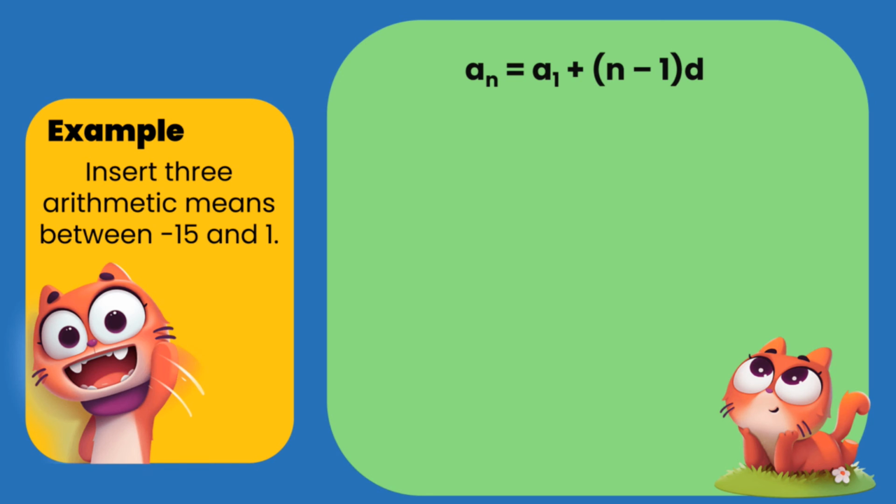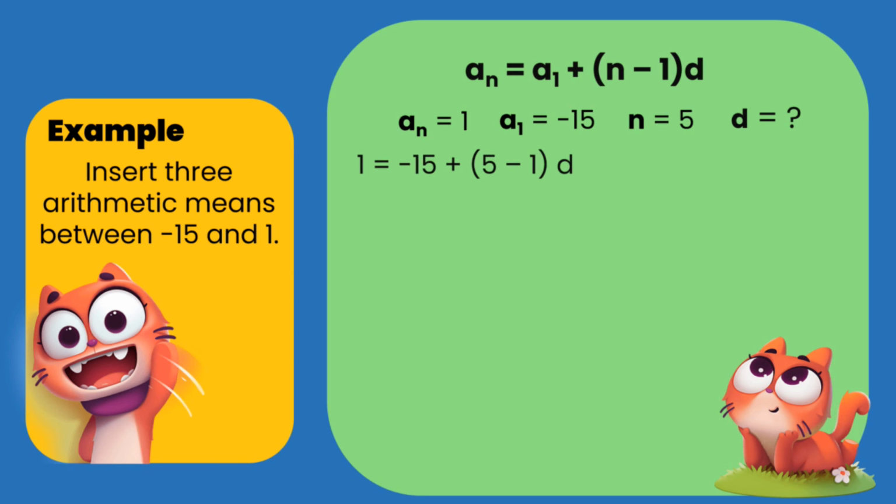For our a sub n, it is 1. Why 1? Correct. 1 is the last term of the sequence. And for our a sub 1, it is -15, because -15 is our first term. And for our n, it is 5, because we need to insert 3 arithmetic means between -15 and 1. Therefore, we have 5 terms. Our common difference is missing.